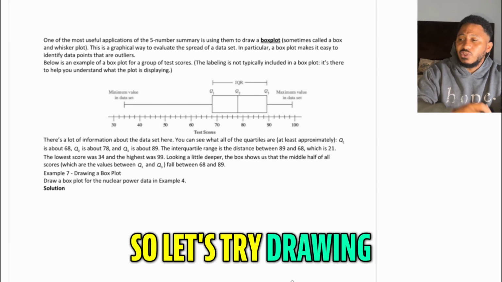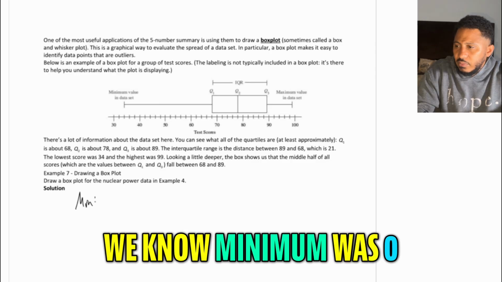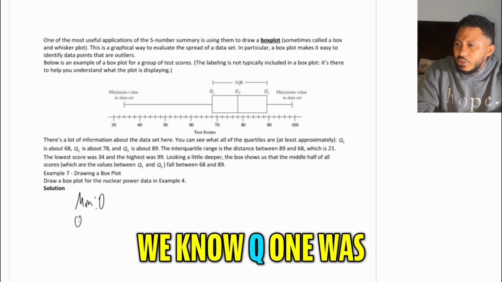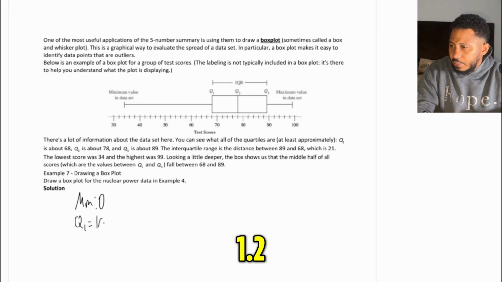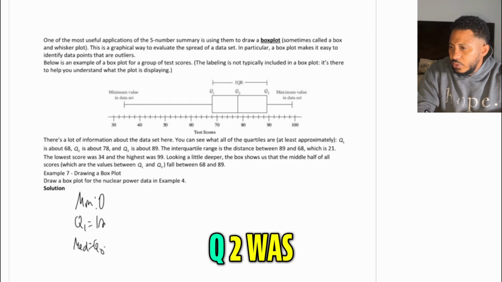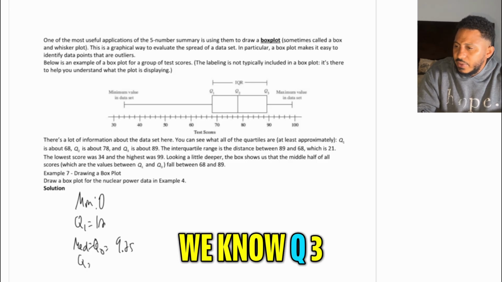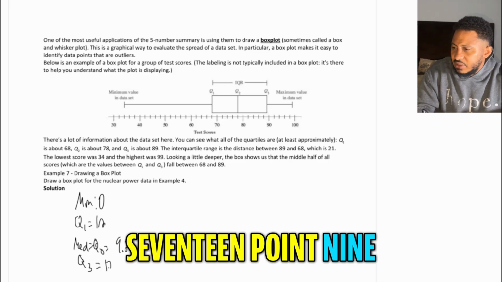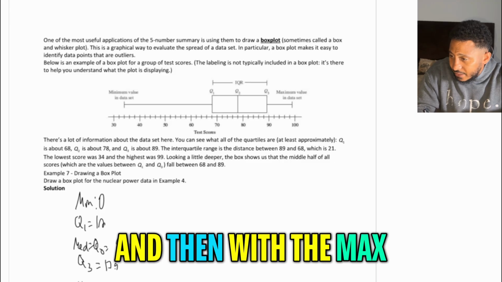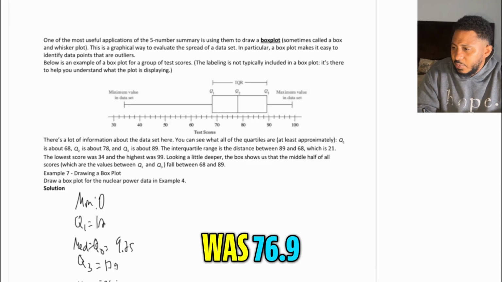So let's try drawing a box plot. In other words, let's try drawing a box plot from this example, right? We know the min was 0. We know Q1 was 1.2. We know the median, or in other words Q2, was 9.75. We know Q3 was 17.9, and the max, which again was an outlier, was 76.9.